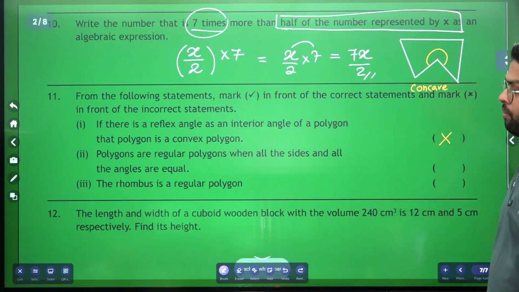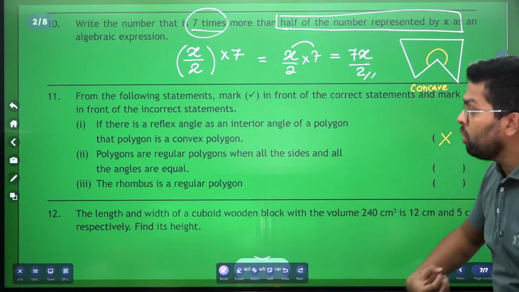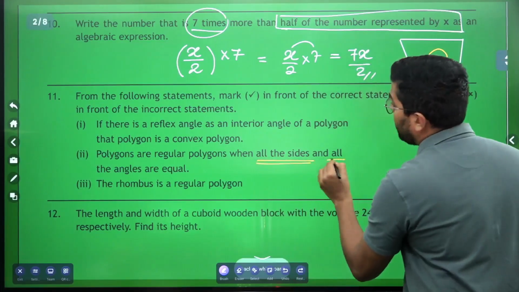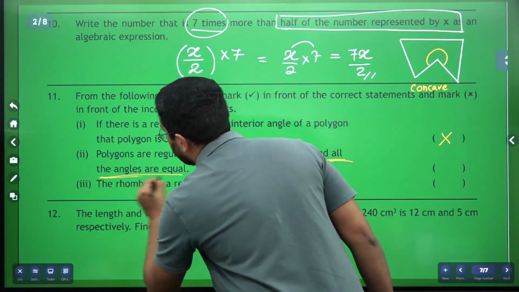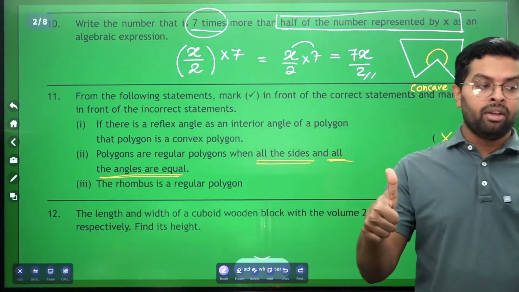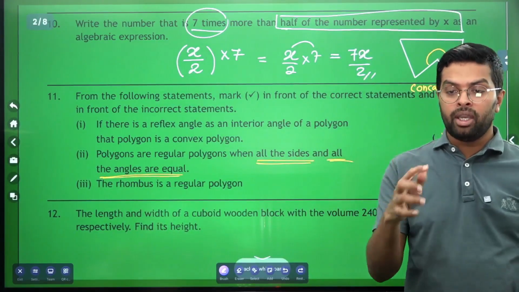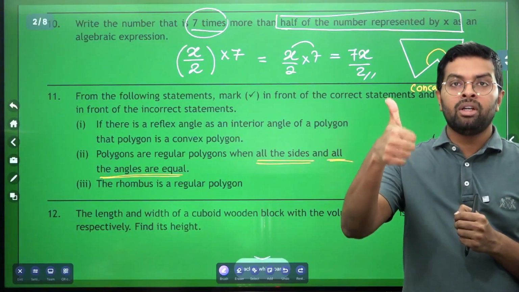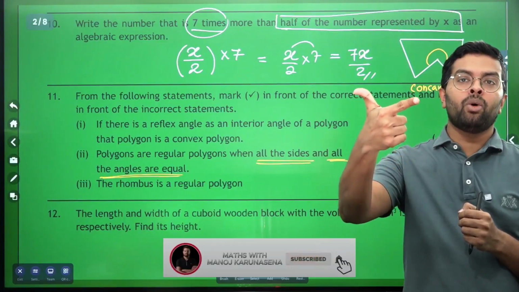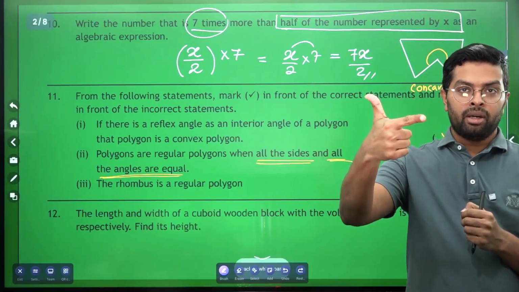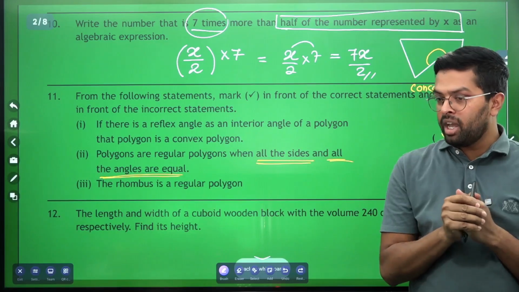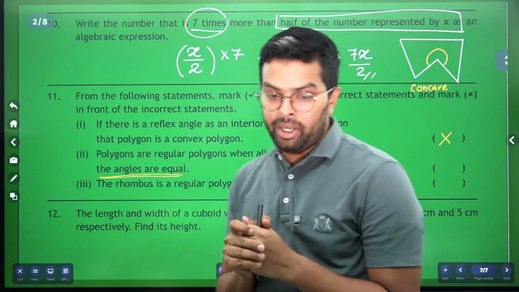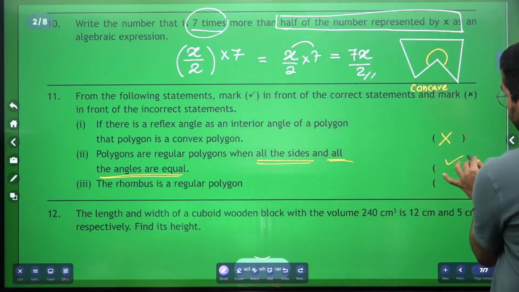That is wrong. Polygons are regular polygons when all the sides and all the angles are equal. That is correct. In a regular polygon, all the sides are equal to one another, all the angles are equal to one another. So this is correct.